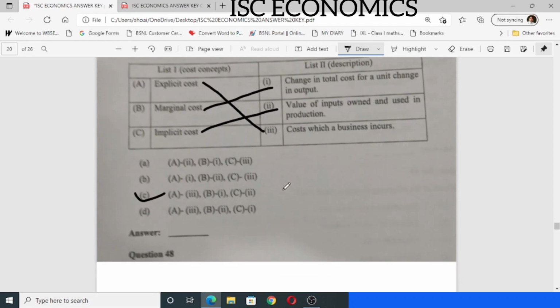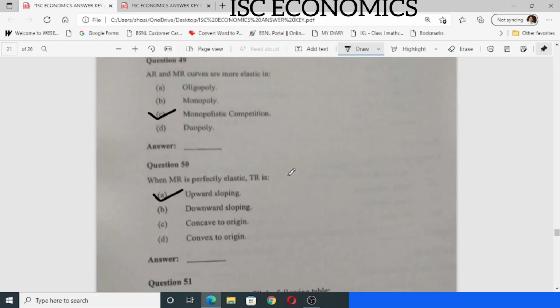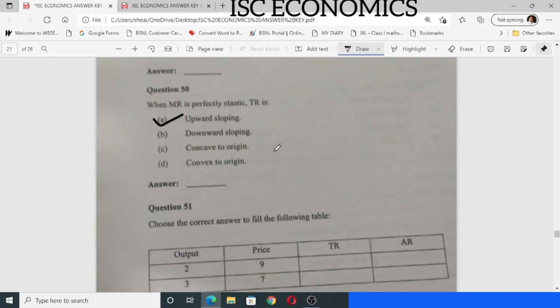Okay, 48. Which of the following statements is true? B. MC is unaffected by fixed cost. 49. AR and MR curves are more elastic in C. Monopolistic competition. Question number 50. When MR is perfectly elastic, TR is upward sloping.